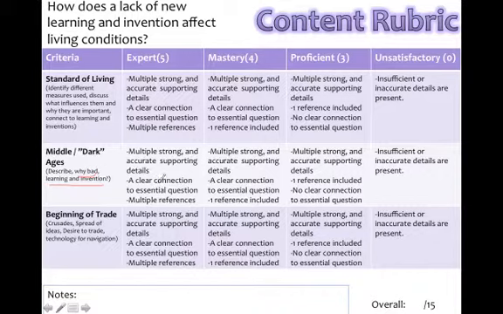And remember, the one big point of these rubrics that we always have to include is a clear connection to the essential question. So just make sure that you're always connecting these back here. So standard of living to new learning and invention. Same thing with Middle and Dark Ages. And same thing with our last one, the beginning of trade.